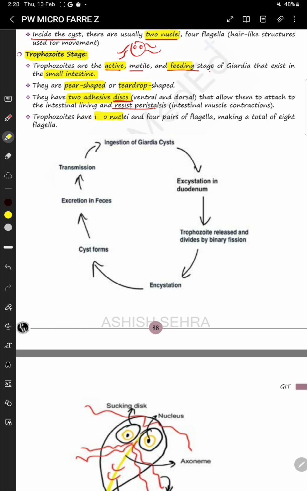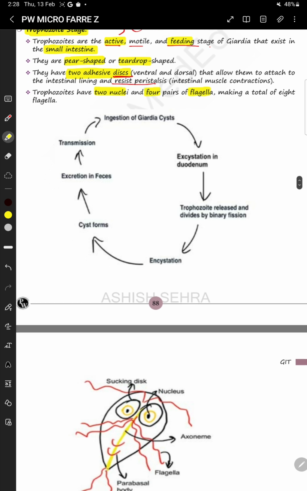Trophozoites have two nuclei and four pairs of flagella, making a total of 8 flagella.